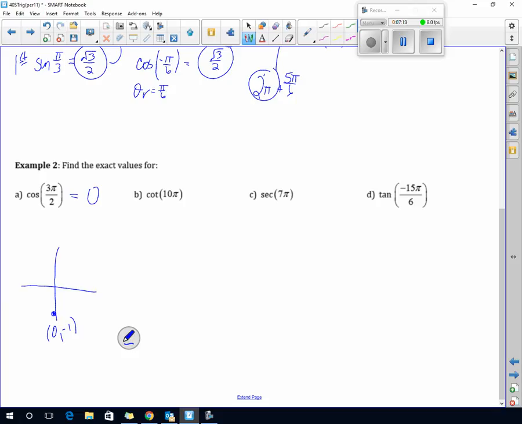Cotangent of 10 pi. 10 pi would be which side? This side. What's the coordinate there? 1, comma, 0. So remember, tan is y divided by x. Cotangent would be x divided by y. So what is that? Undefined.